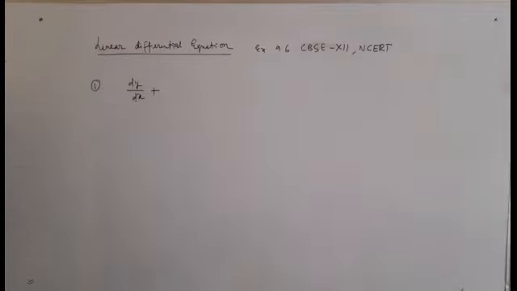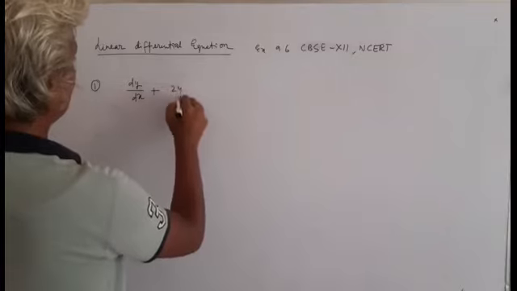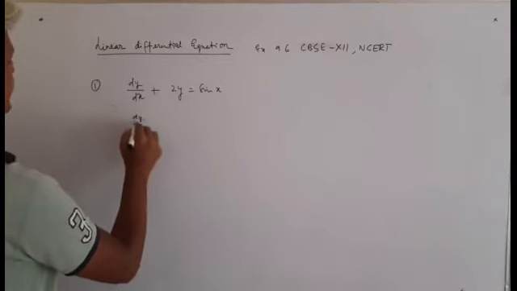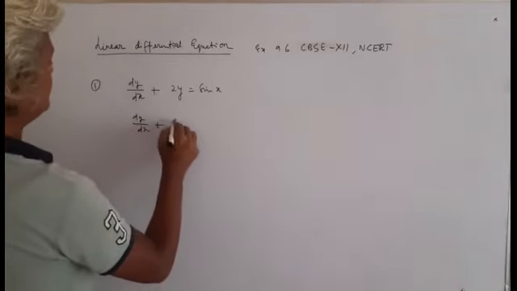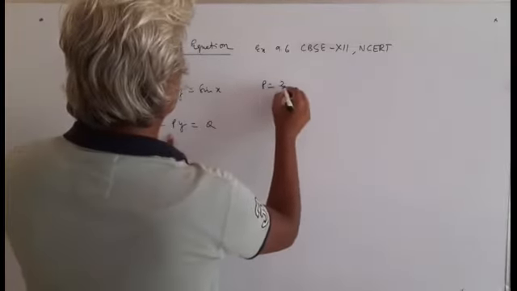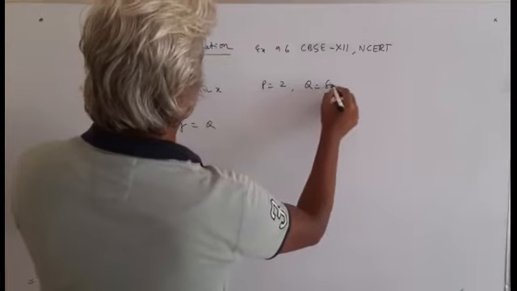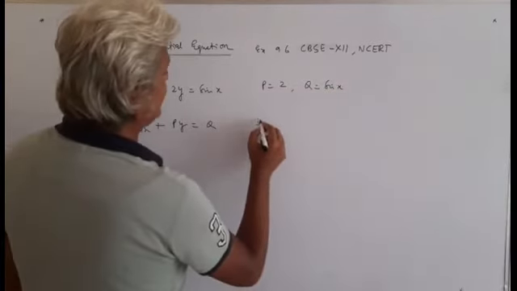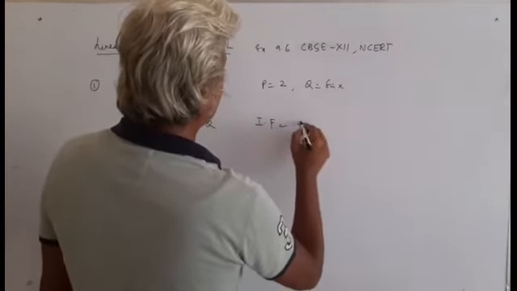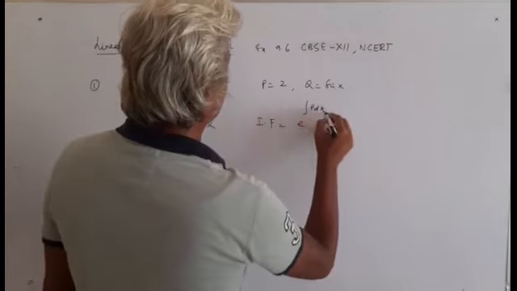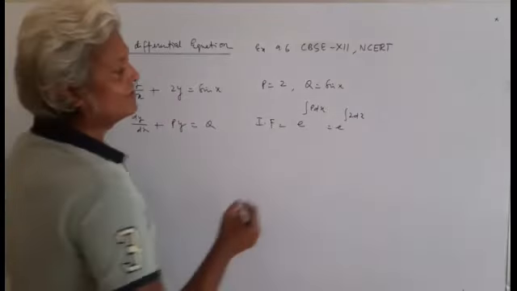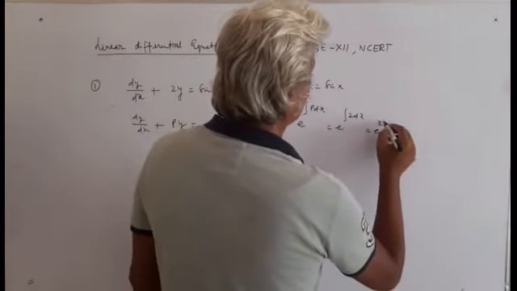dy by dx plus 2y equals sin x. Just below this you write dy by dx plus Py is Q. Now compare, what is your P? P is 2. What is your Q? That is sin x. Now what is your integrating factor IF? That is e to the power integration of P dx, that is e to the power integration of 2 dx. Now what is integration of 2 dx? That is 2x. So e to the power 2x.